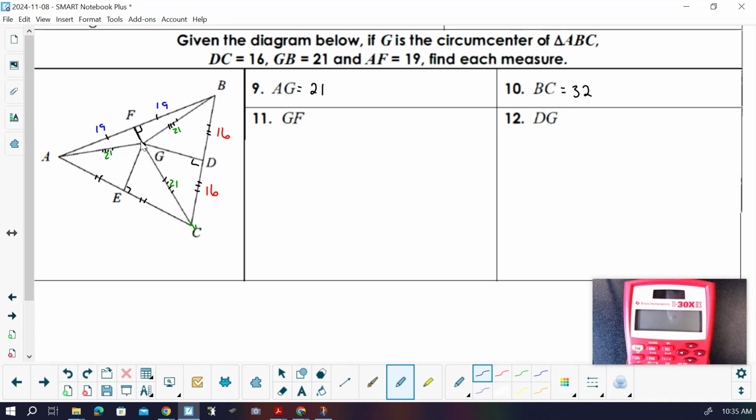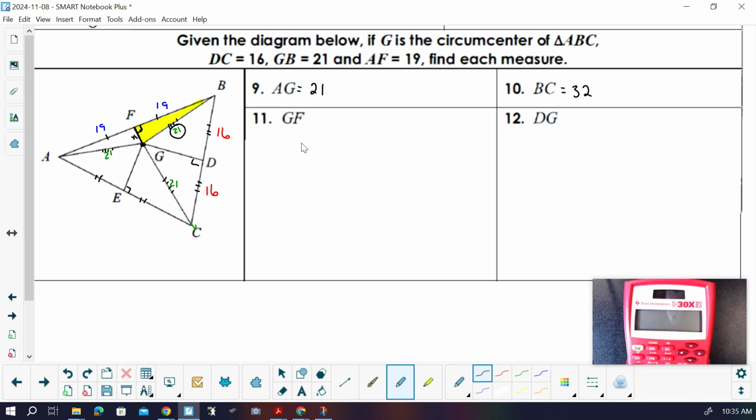Now GF we don't have any measurement for, so anytime you have a line that you don't have a measurement for, that's when you're going to start looking for a right triangle, okay? So I'm going to look at this right triangle right here, and fill it in yellow. Now, in this right triangle I've got this side that's 21, and I've got my unknown FG I'm trying to find. Put an X right there. Notice the right angle points to the hypotenuse. So the 21 is the hypotenuse of this right triangle.